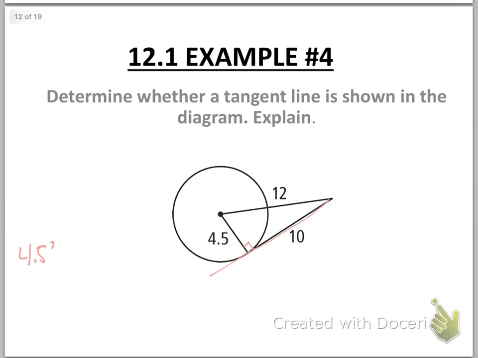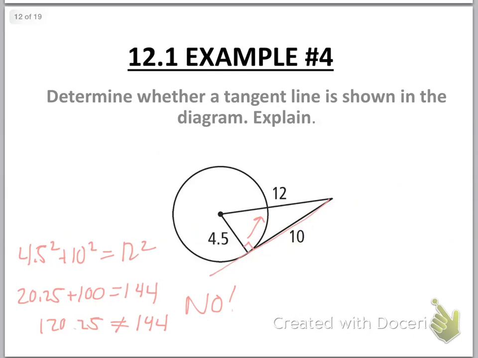So 4.5 squared plus 10 squared equals my c, or what sits across my right angle, so 12 squared. It should equal it if it's a right triangle. So this gets me 20.25, 100, 144. 120.25 does not equal 144. So this is not a right triangle, which means that that line's not going to be tangent.